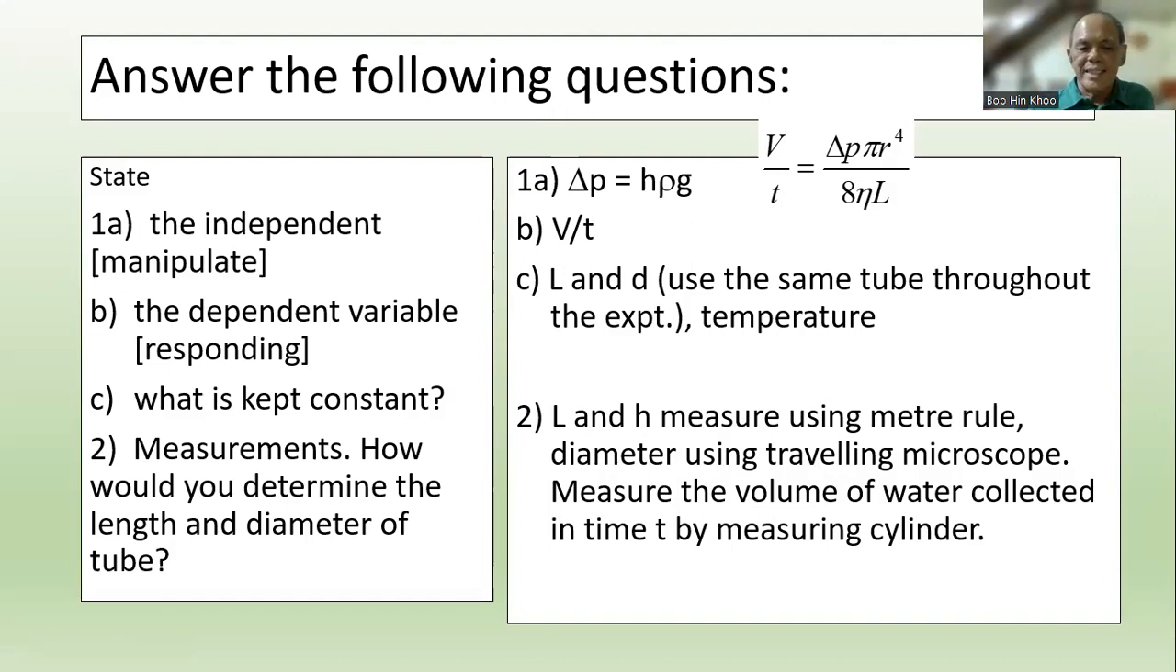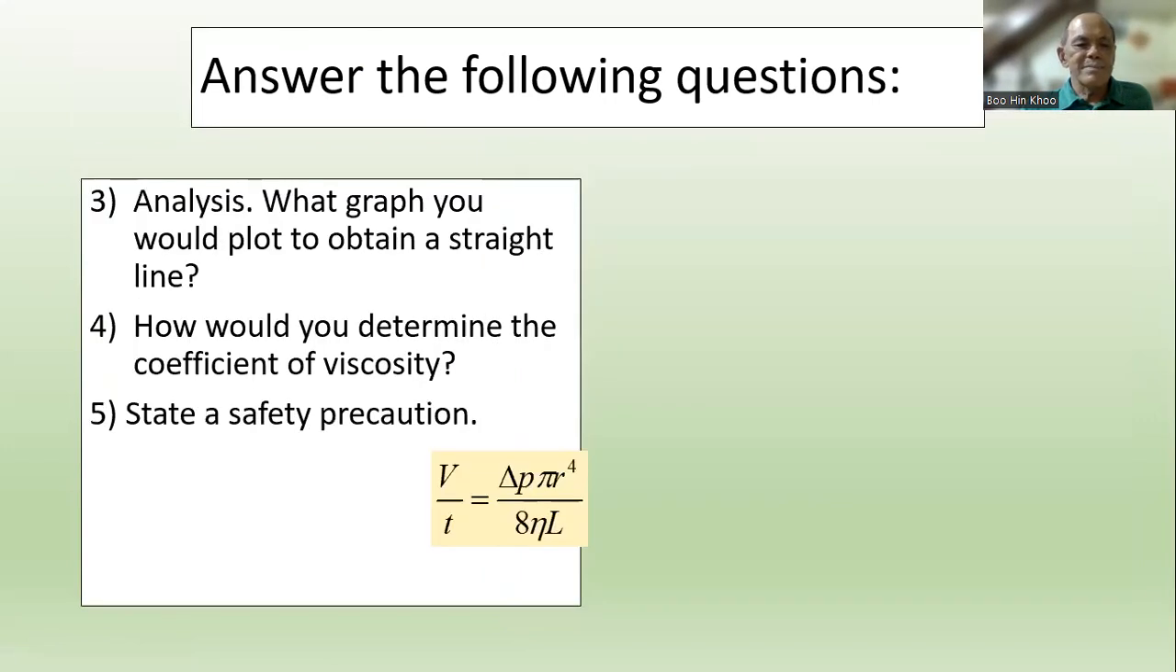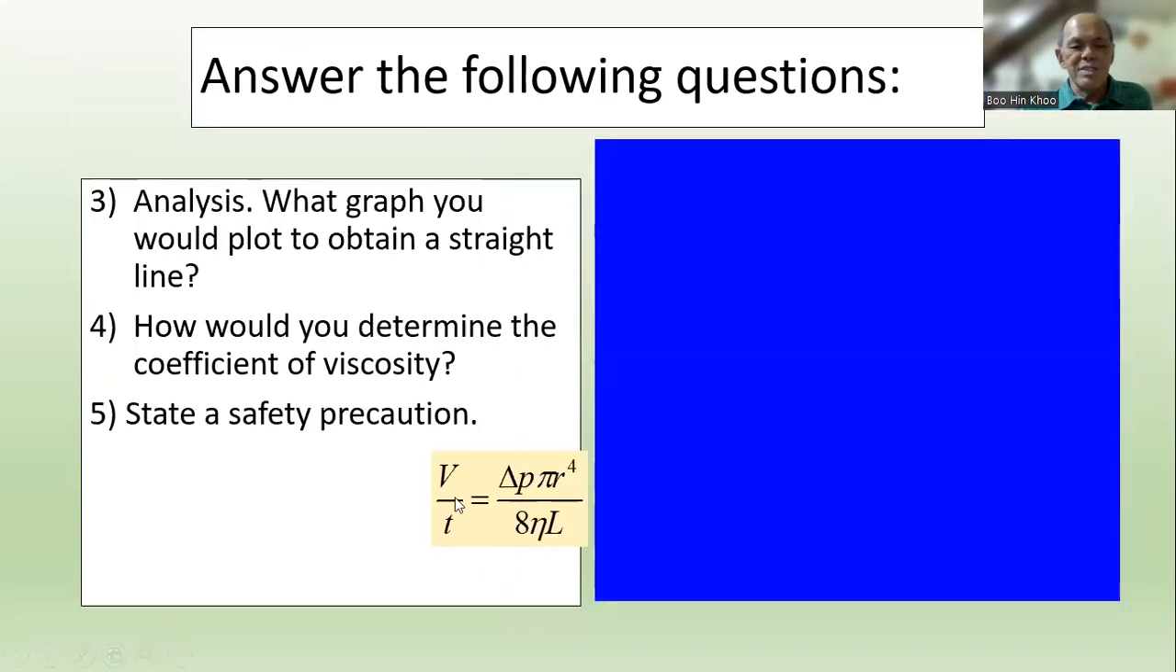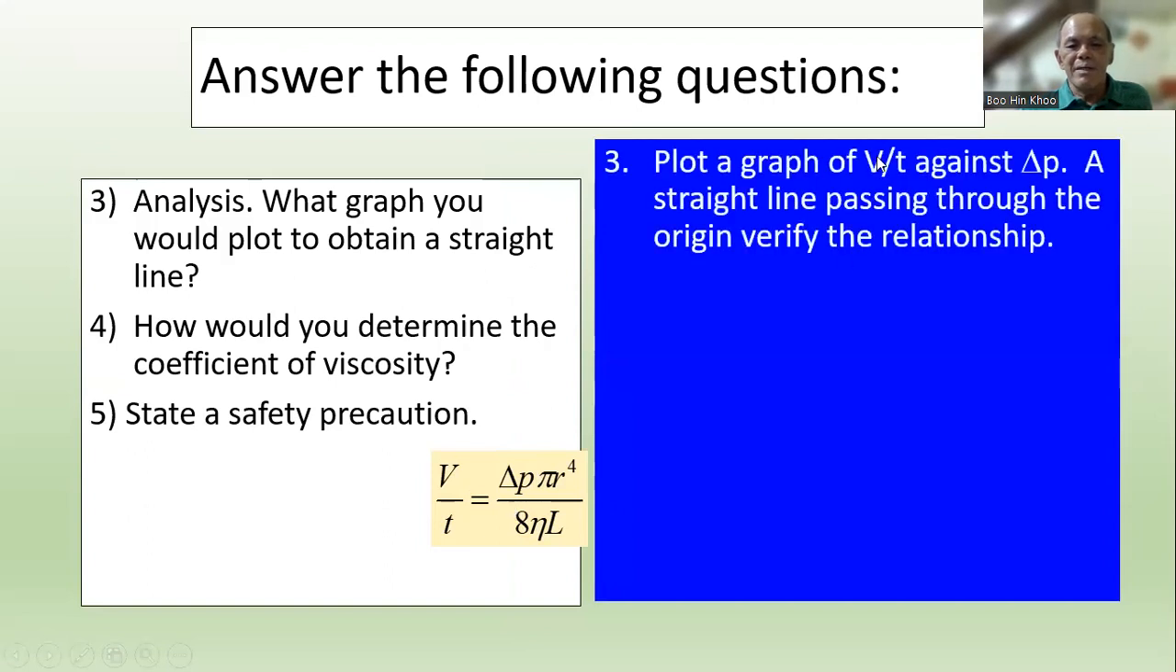Measure the volume of water collected in time t with a measuring cylinder. Analysis: usually they have given you a formula. Go to the aim. Plot a graph of volume over time, V over t, against your excess pressure. It is a straight line graph. These are all constants, if you use the same tube and same length.